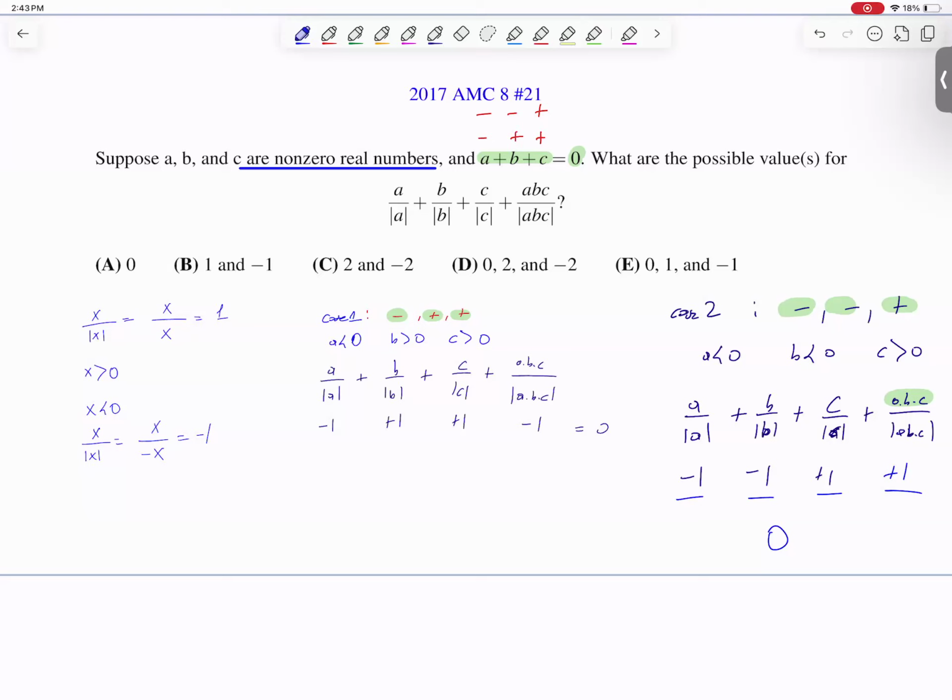So in both cases, the only possible value for this expression is 0. The answer is option A.